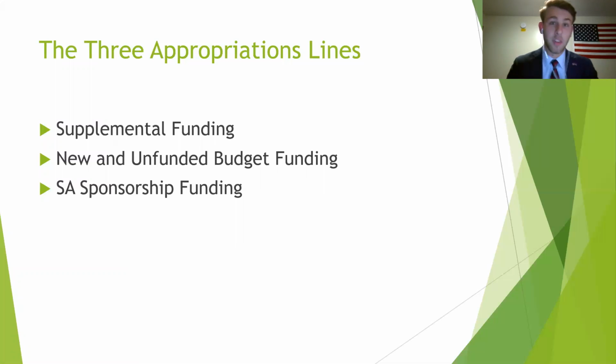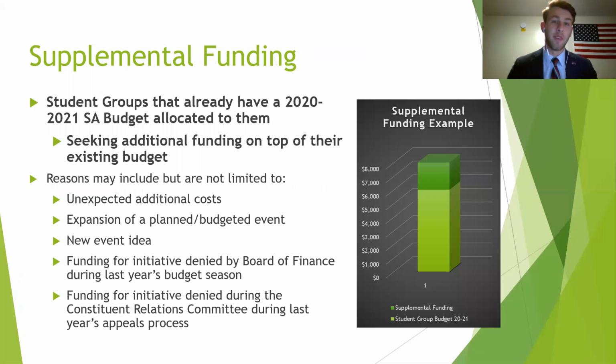Let's get into it. So the first line we'll talk about is the most widely used and largest line, the supplemental funding line. So this funding is for student groups that already have an allocated budget for the current fiscal year. So if you already have an SA budget and you are able to hold events, you got the whole thing, you still can come for extra funding through the Appropriations Committee.